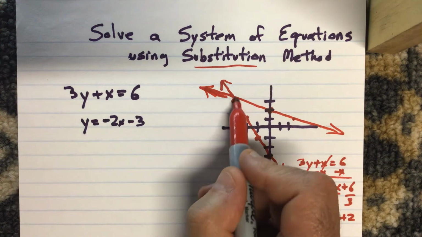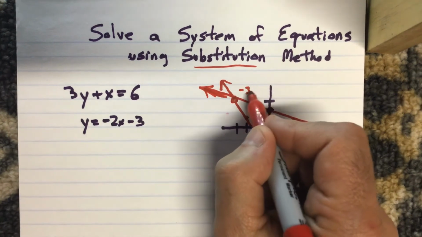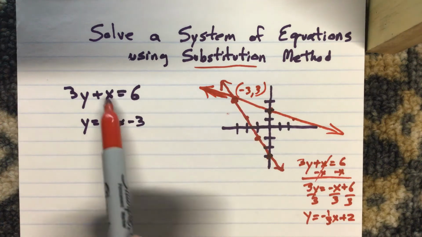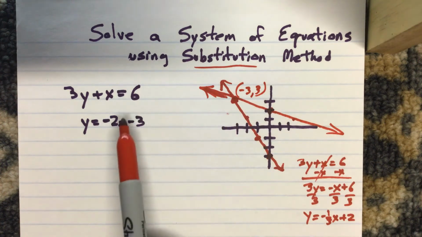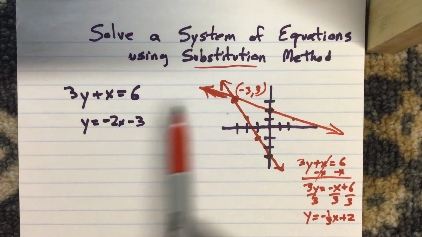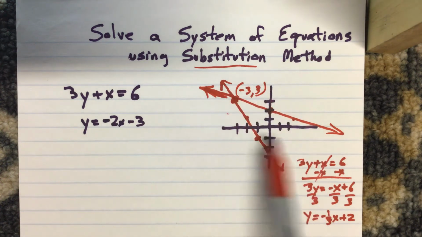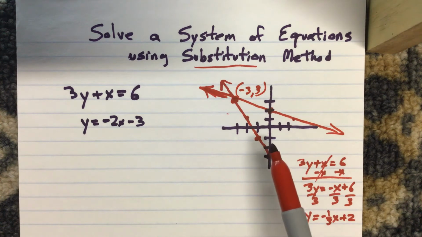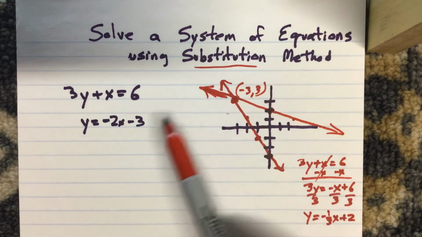And where they intersect, which right here is -3, 3, is a shared solution. So that's a solution to both of these. And that's the answer to the system of equations. And that's what we're looking for. But we did this graphically or geometrically, and I'd like to do it algebraically using the substitution method, so a completely different method.